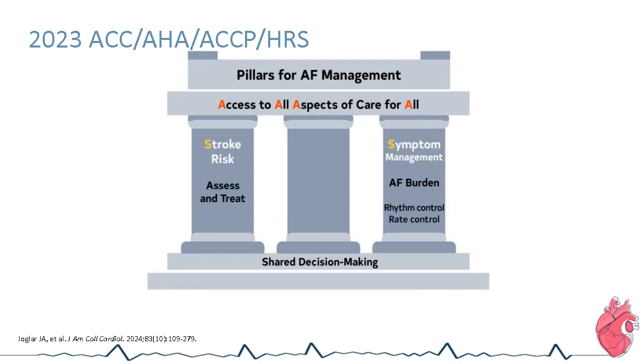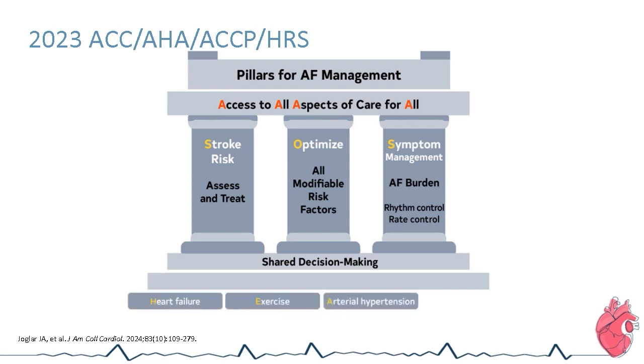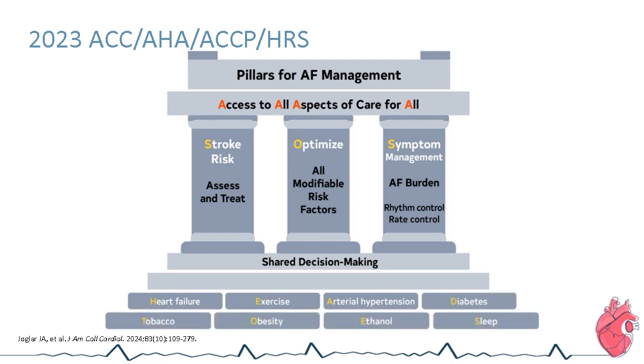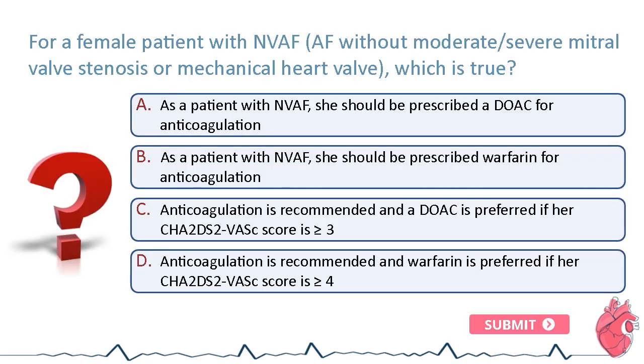We want to manage the symptoms of atrial fibrillation. But it's critical to remember that the underpinning of all of these recommendations is modifying a patient's risk factors for atrial fibrillation. And those are critical because we know that whether they're heart failure, lack of exercise, hypertension, etc., identifying and treating those risk factors helps us prevent atrial fibrillation, but also improves outcomes in patients who have established atrial fibrillation. It's time for a question.